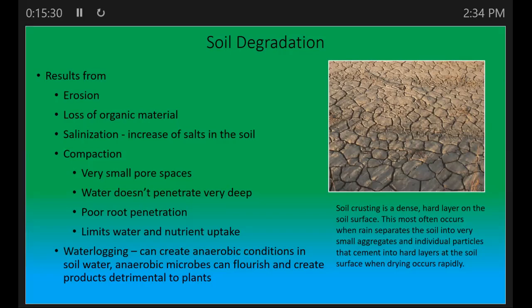Okay, and then last on the list there was waterlogging. If you can imagine, especially when you have compaction going on, that soils can get waterlogged more easily under those conditions. Obviously the water will seep in, but with the smaller pore spaces, the soil will get waterlogged. Right?